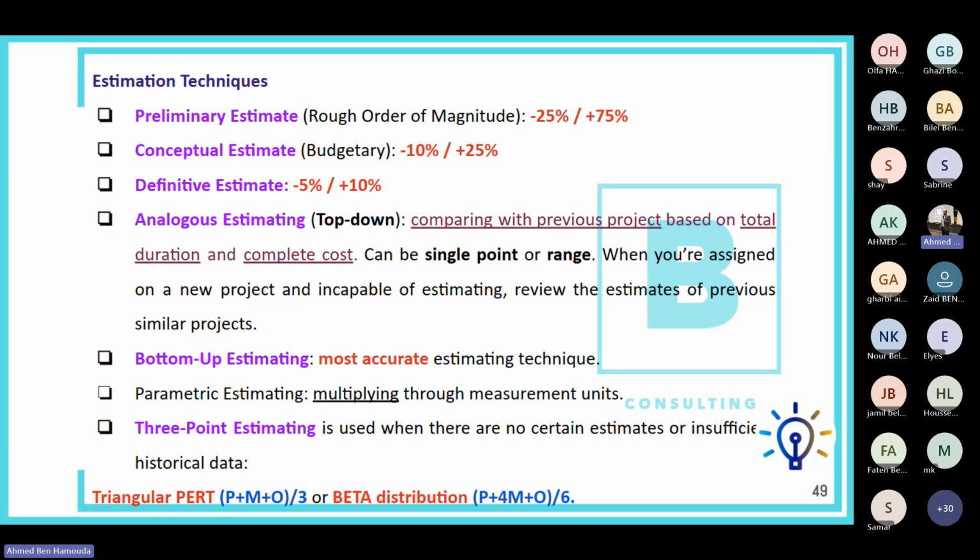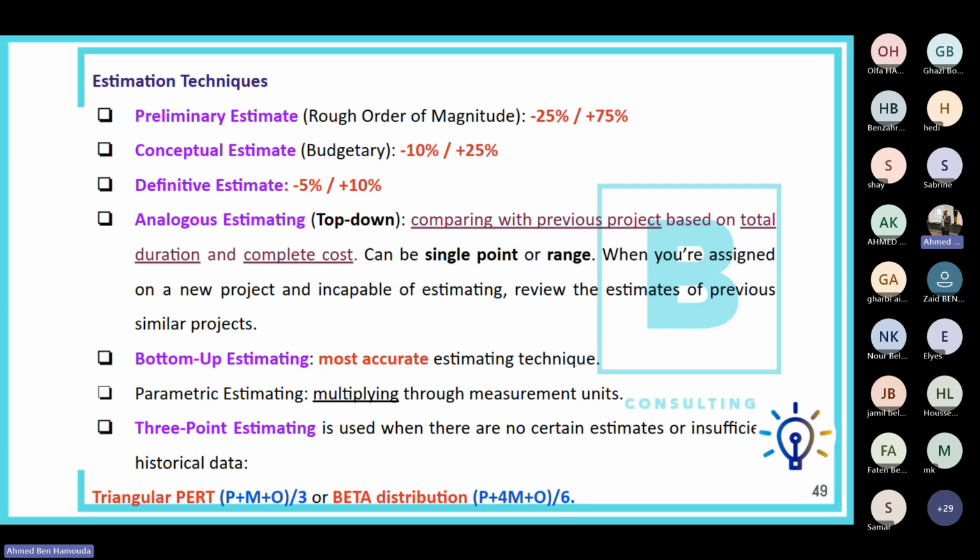Three-point estimating: now almost every PMP exam has a question about three-point estimating, and usually it is used when there are no certain estimates or insufficient historical data, okay? And it has two formulas. The triangular one sums the pessimistic estimate plus the most likely estimate plus the optimistic estimate and divides by three. Or the beta distribution, and in the beta distribution, we give more weight to the most likely estimate.